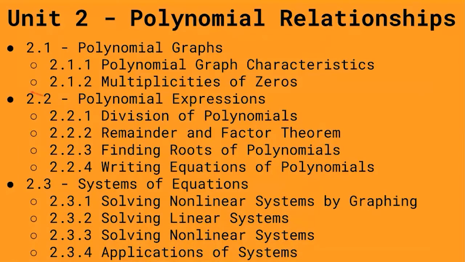So that was 2-1-1. 2-1-2, again, we're only going to do 5 problems today. It's about multiplicities of zeros. And multiplicity basically means like a twin or a triplet or a quadruplet, that sort of thing. So there's going to be twin zeros. For example, you can have 2 solutions that are x equals 1, and you would say the multiplicity is 2 because there's 2 of them. It'll make sense once we go over it.